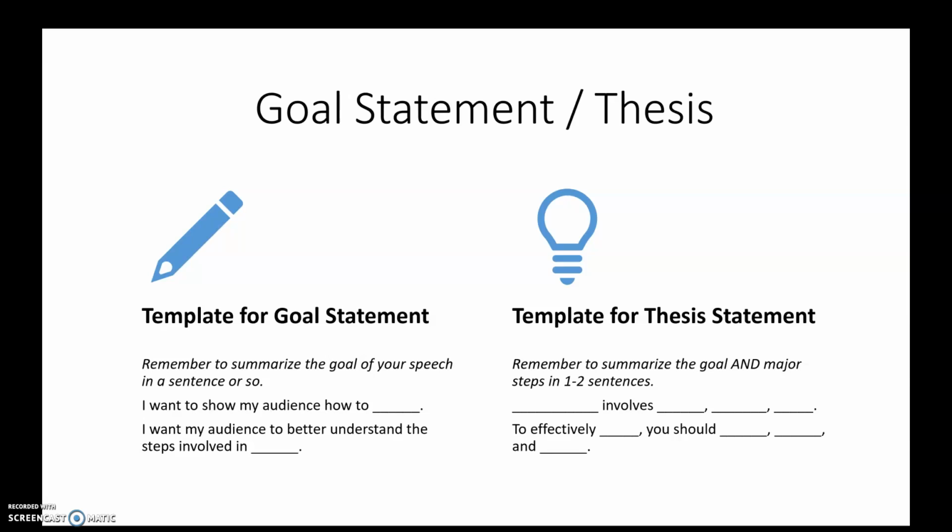And then to use that to create the thesis statement, you want to summarize the goal and the major steps. And I'm going to be looking for those major steps in your thesis statements when I'm grading them, in 1 to 2 sentences. So you might start by saying, process involves, and then the steps, blank, blank, and blank. Writing a paper involves pre-writing, drafting, and revision. Or you might use a slightly more advanced one. To effectively blank, you should blank, blank, and blank.